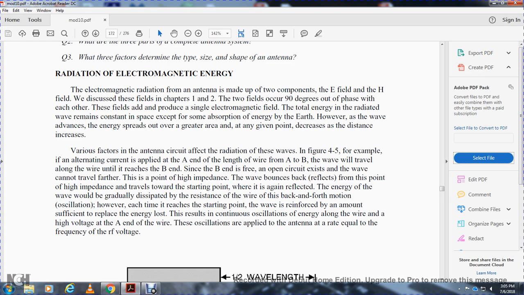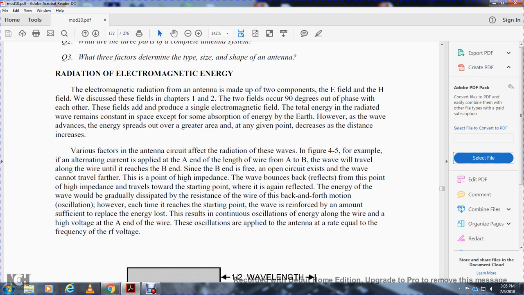In figure 4.5, an example of alternating current is applied at the A end of a length of wire, and the wave will travel along the wire until it reaches the B end. Since the B end is free, an open circuit exists and the wave of the current cannot travel farther. The point of higher impedance reflects the wave, and it bounces back.